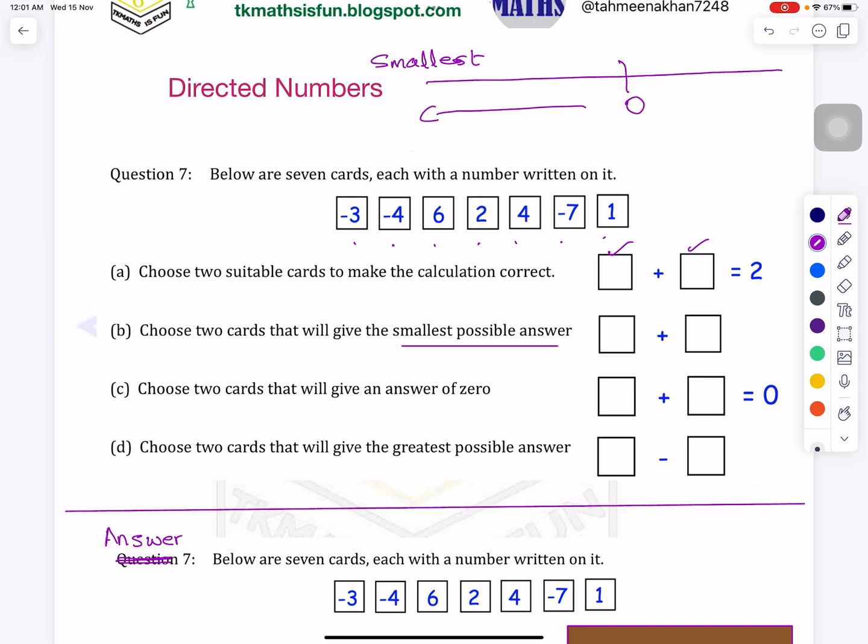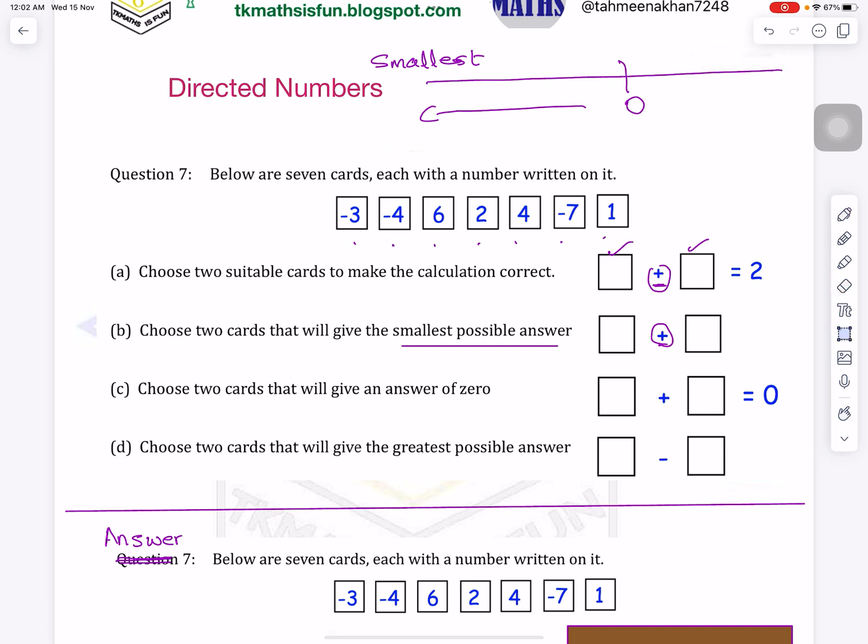So when the question says find the smallest possible number, what will it be? You have to think from here. Definitely it should be negative, right? And they are adding. Remember this, this plus. So those cards you are adding up, okay? I will show you the answer and then I will discuss with you.